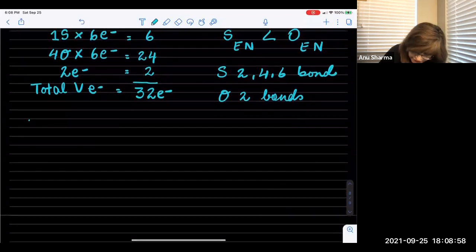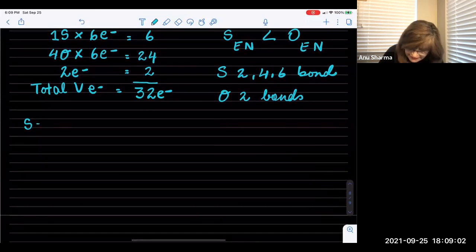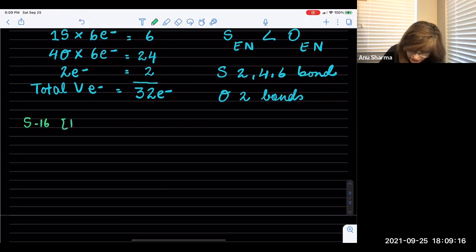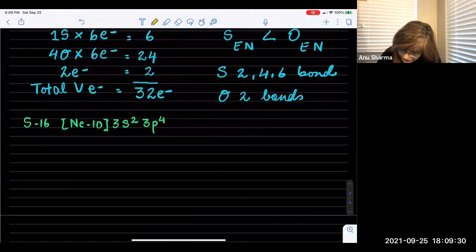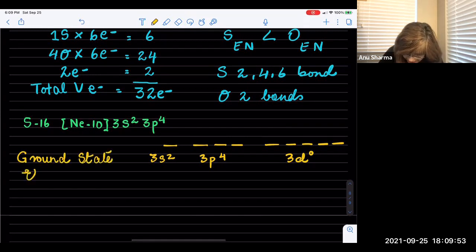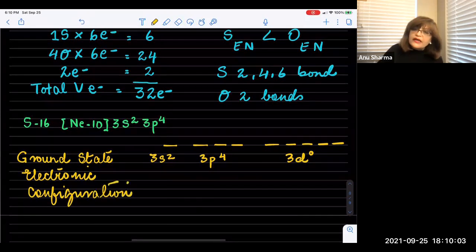So let's again look at the electronic configuration of sulfur. Here we have 16 electrons. The inner core is neon, 10, and then 3s2 and 3p4. So back to the same thing: we have sulfur's 3s2 ground state, 1, 2, 3, and then 1, 2, 3, 4, 5. This is 3s2 and 3p4, and 3d is sitting vacant, that is 3d0. This is the ground state electronic configuration.